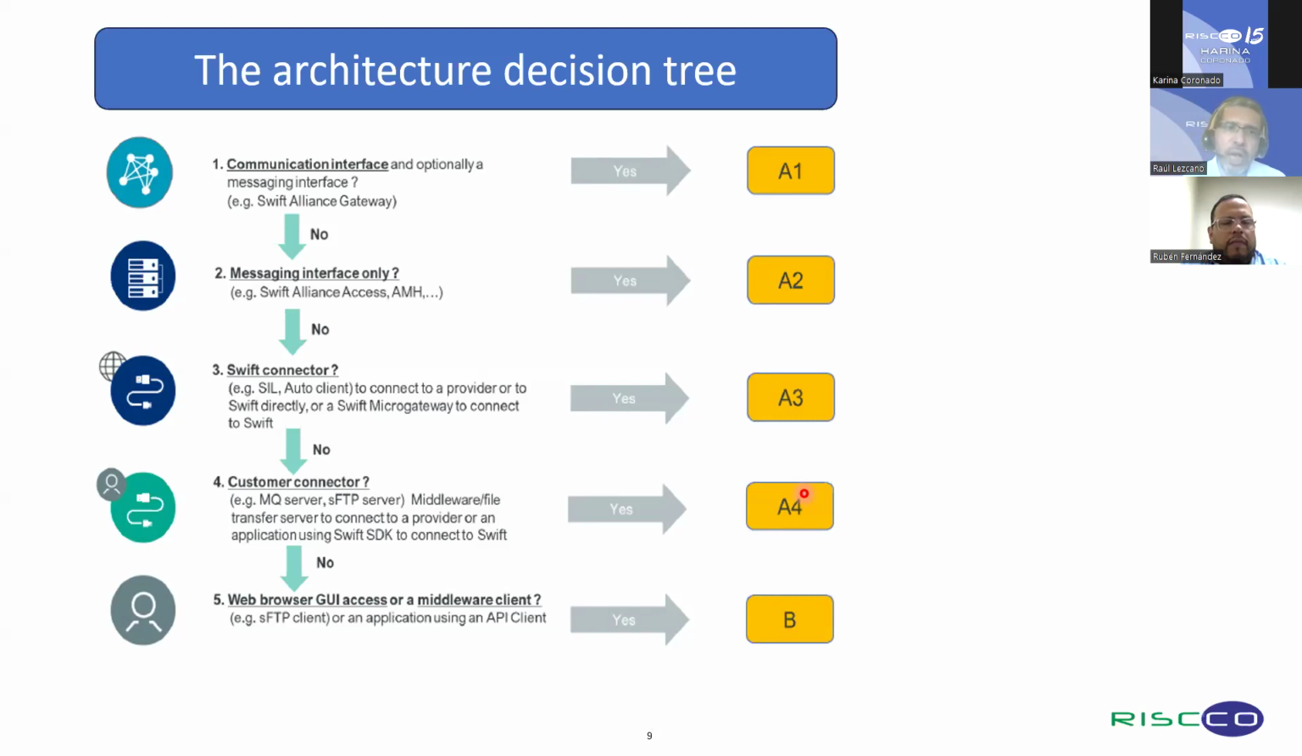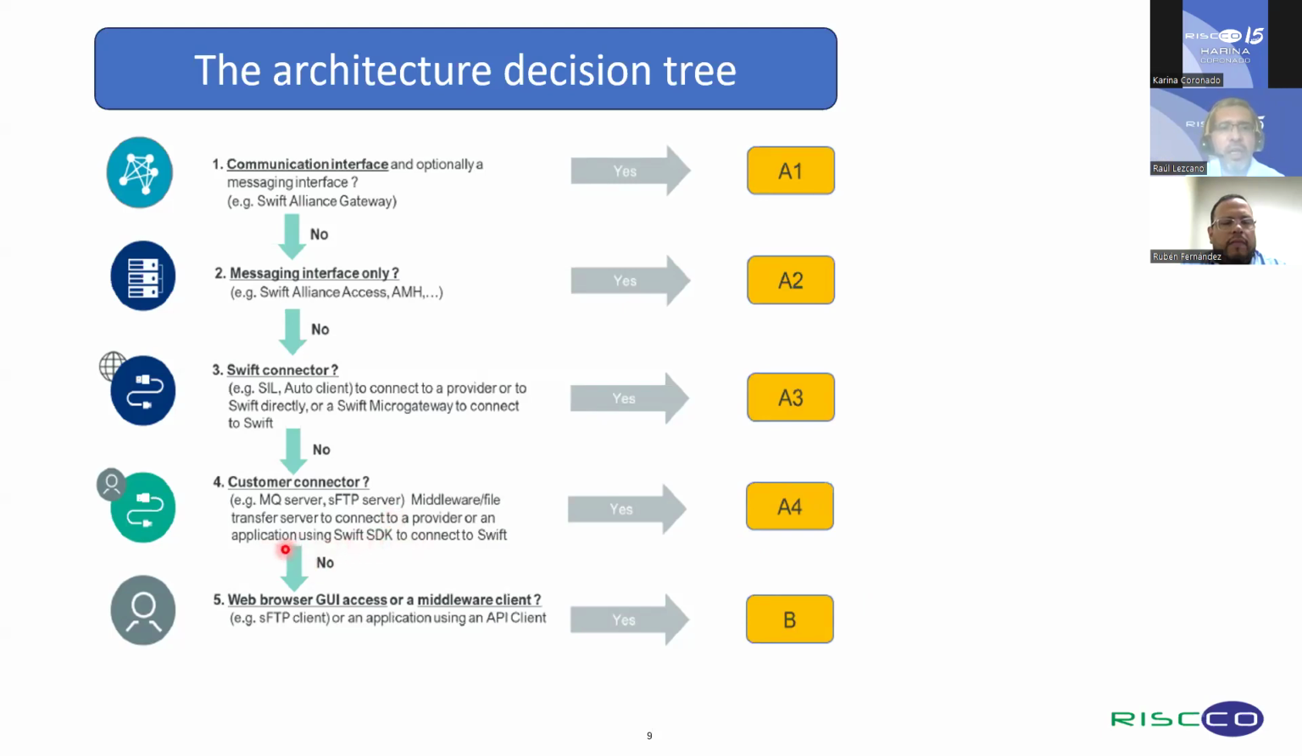So the first question we ask is if the communication interface is licensed to the client. If the answer is yes, then the architecture type is A1. Otherwise, if it is no, but the messaging interface is licensed to the client, this is A2, and so on. Then we go for the Swift connector. If it is yes, it's A3. If it is no, then we go to verify architecture type A4, and so on. But again, there are many nuances and there are some notes behind.